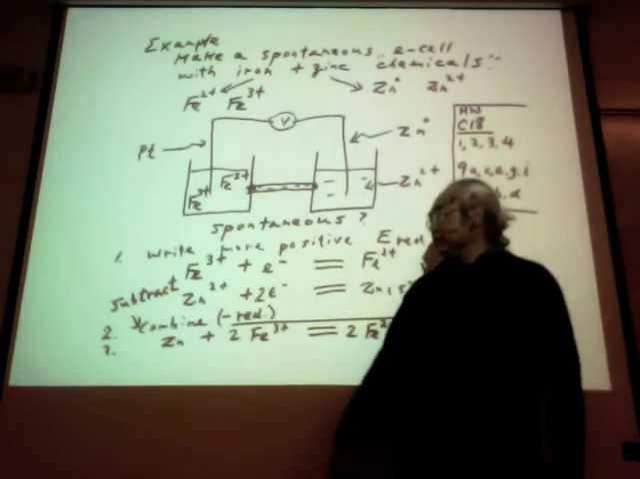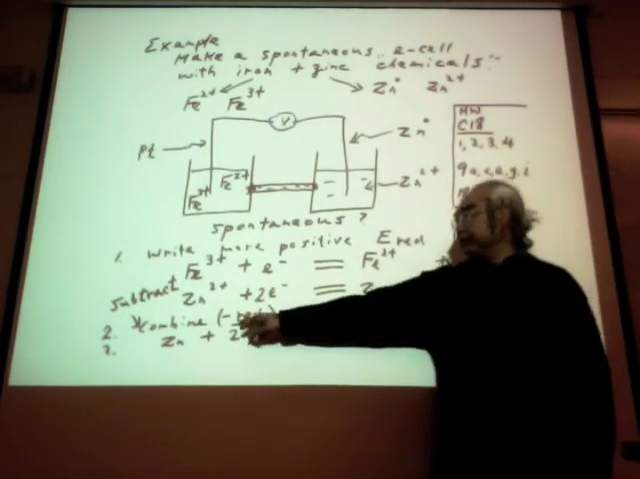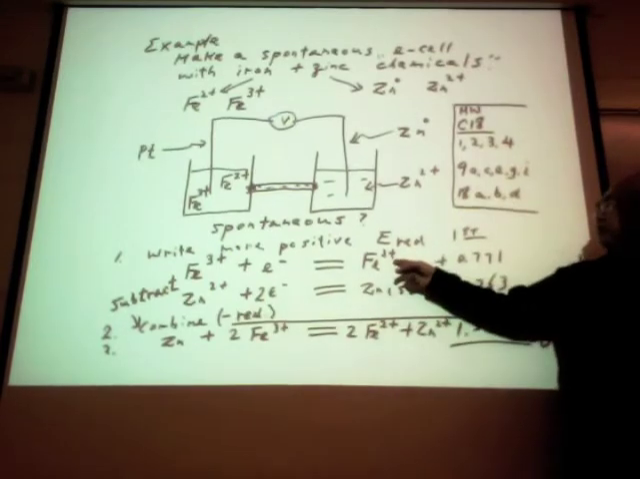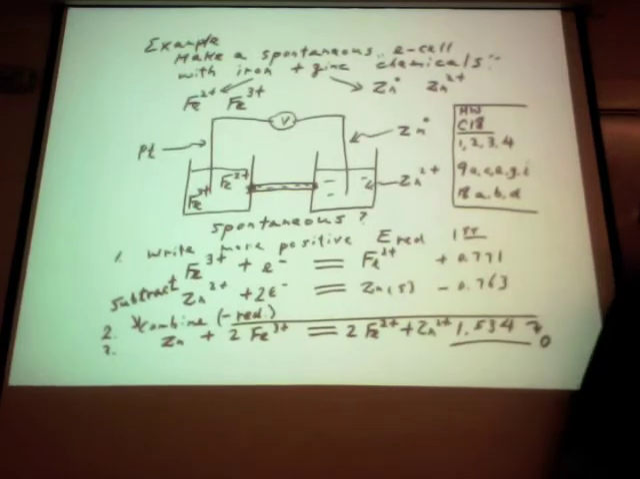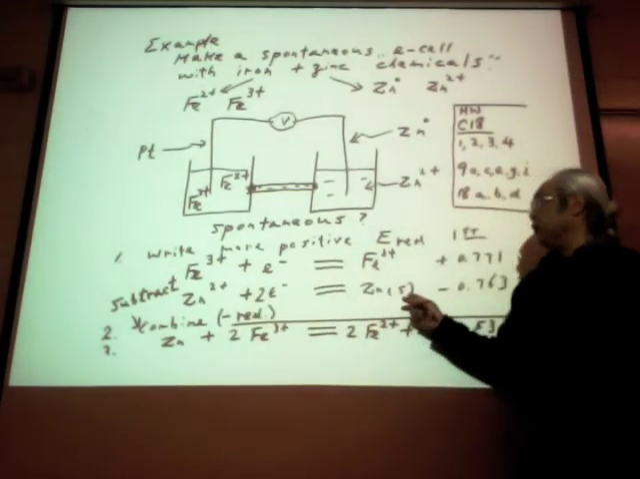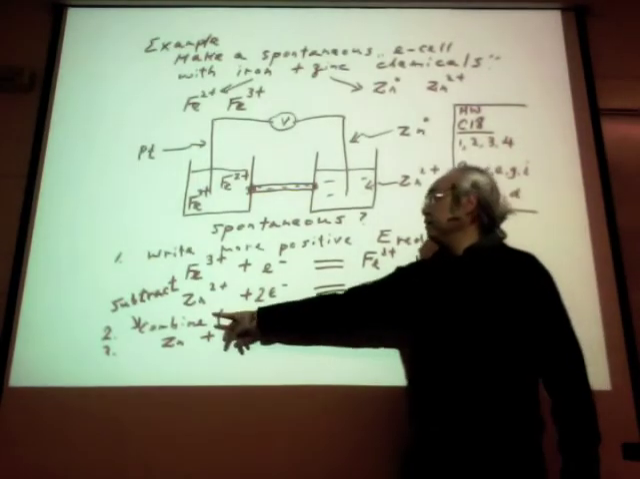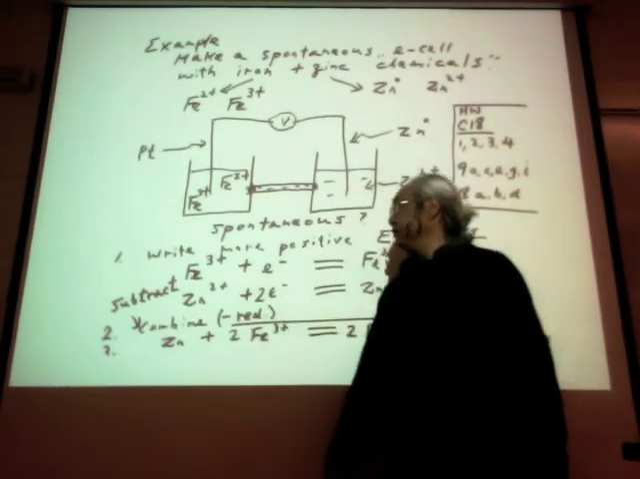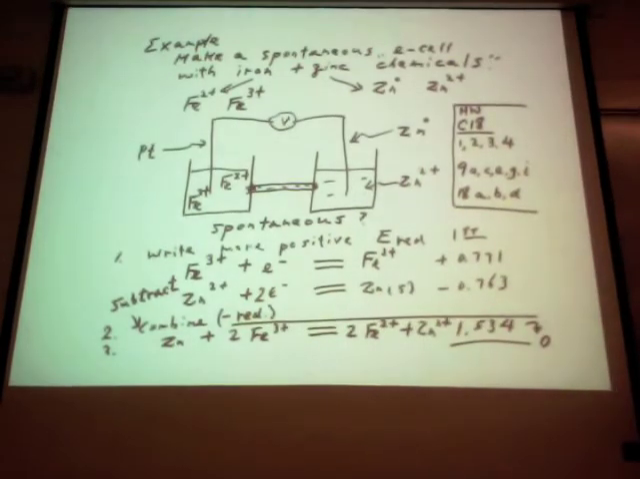Okay, step number 2 is just combine the two. That means simply subtract, because this is reduction, this is also reduction, right? Both of them are reduction. So when you combine, you need to switch the lower one into oxidation. So the minus would be in front, so this one is switched into oxidation.